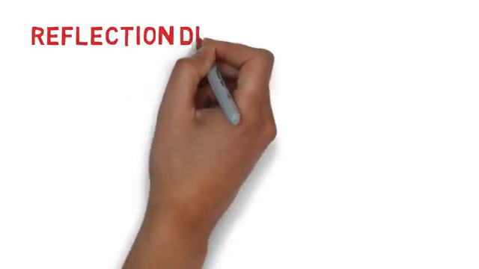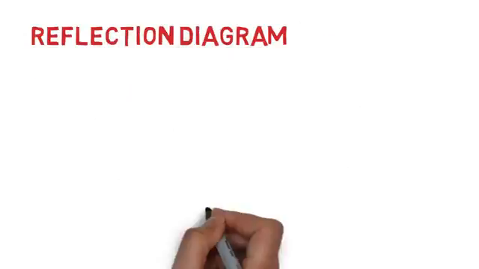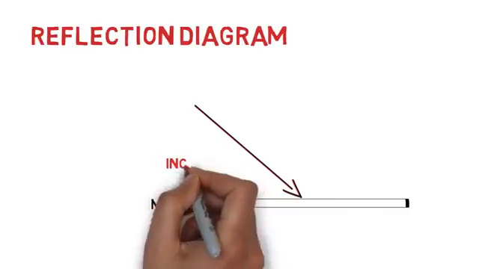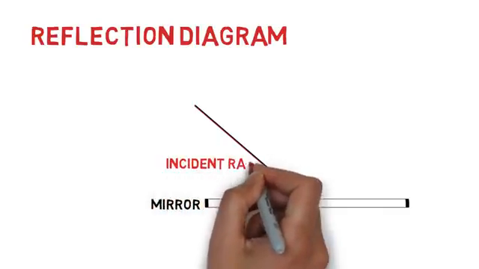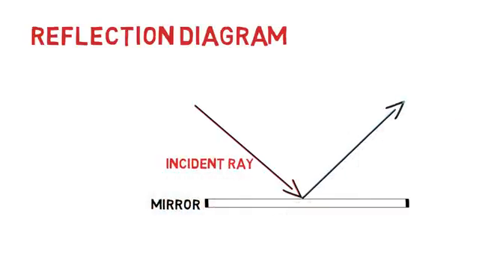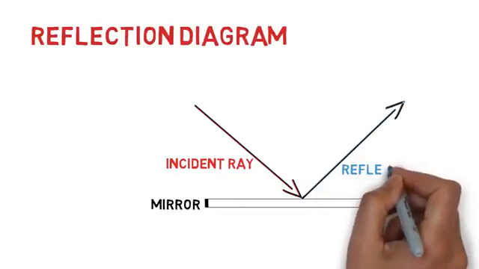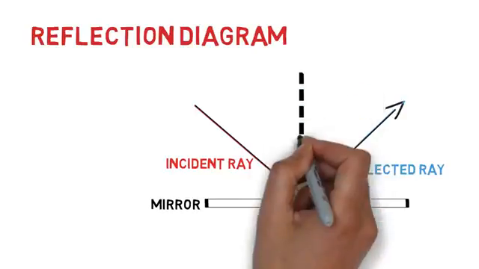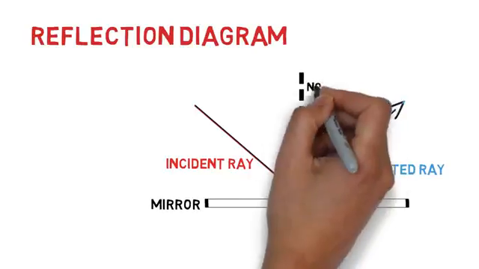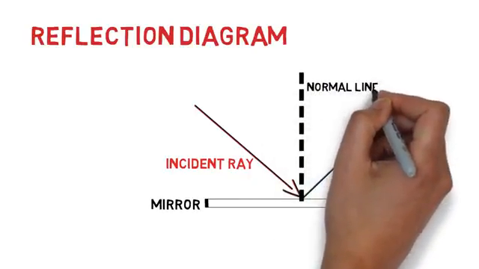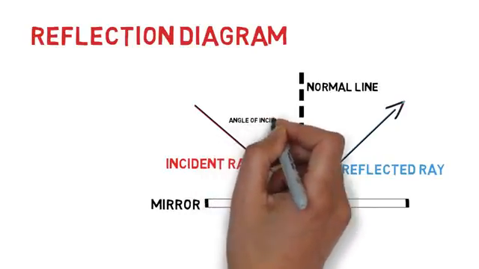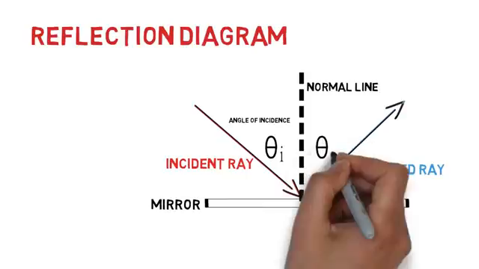We'll first begin with our basic reflection diagram. In a reflection, we have our mirror, a light wave being emitted toward the mirror known as the incident ray, and the same light wave bouncing off the mirror known as the reflected ray. At the point where the incident ray strikes the mirror, a perpendicular line can be drawn, known as the normal line. This line creates two separate angles, known as the angle of incidence and the angle of reflection.